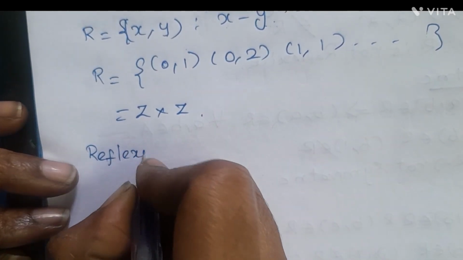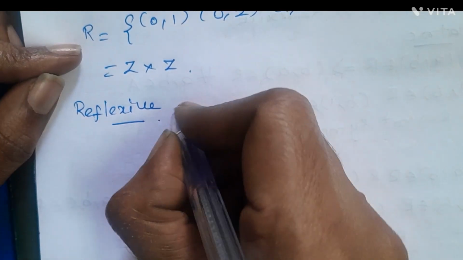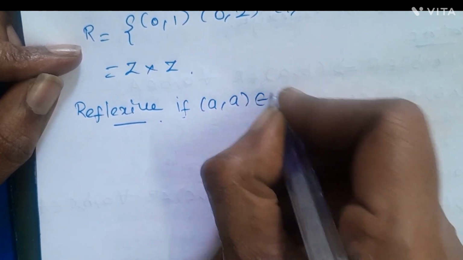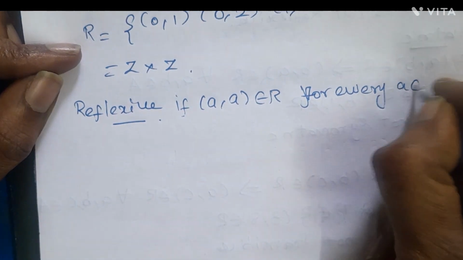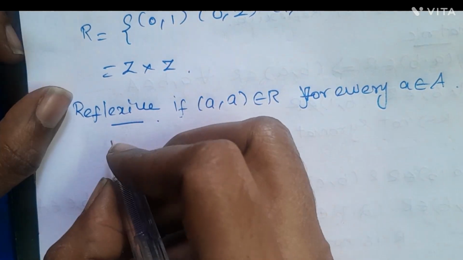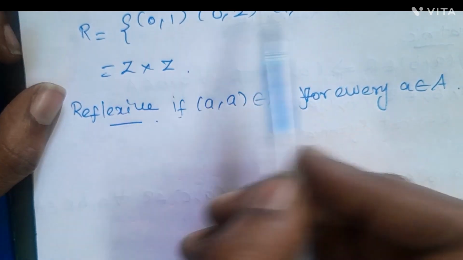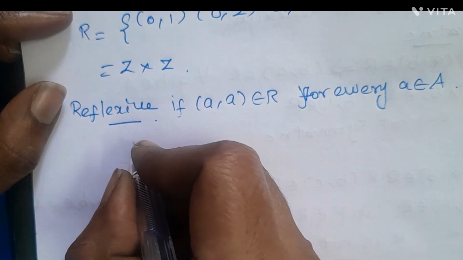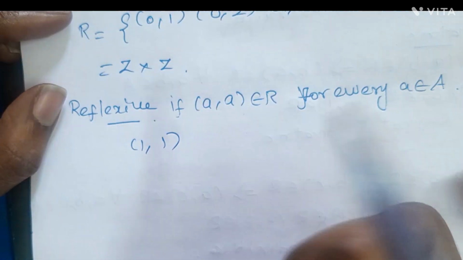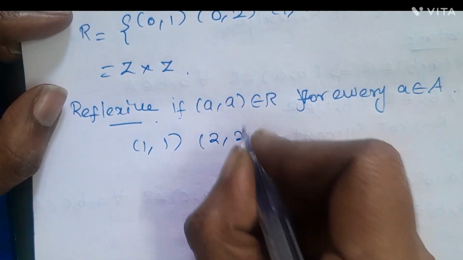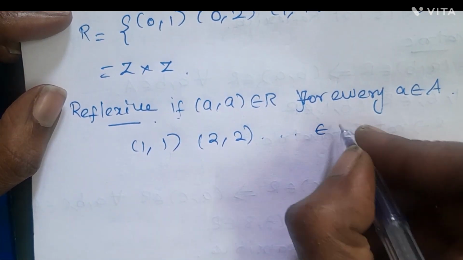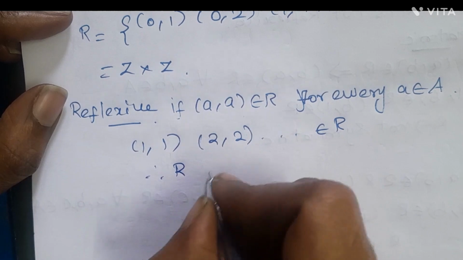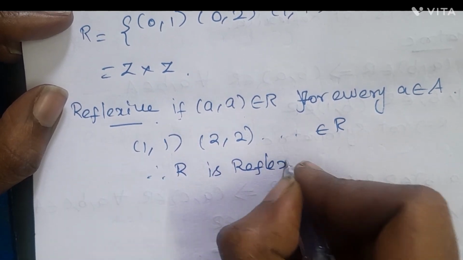So first we have to check reflexive. The condition is (a, a) belongs to capital R for every a belongs to capital A. That is here (1, 1), 1 minus 1 we get 0, an integer. Then (2, 2) that is 0. (3, 3), 0 is present in R. So that belongs to R. So our relation R is reflexive.